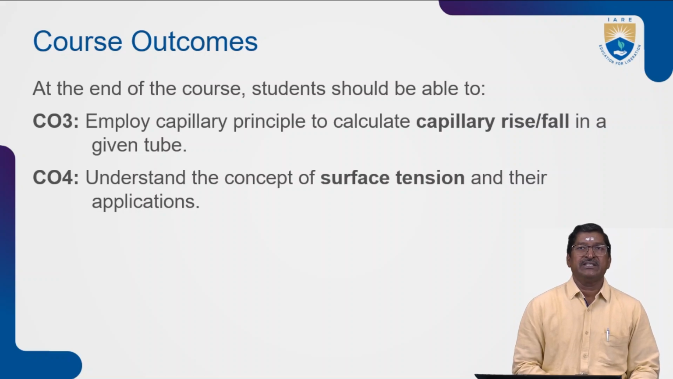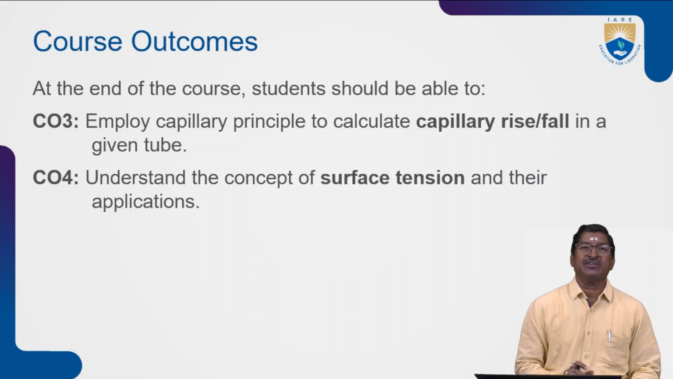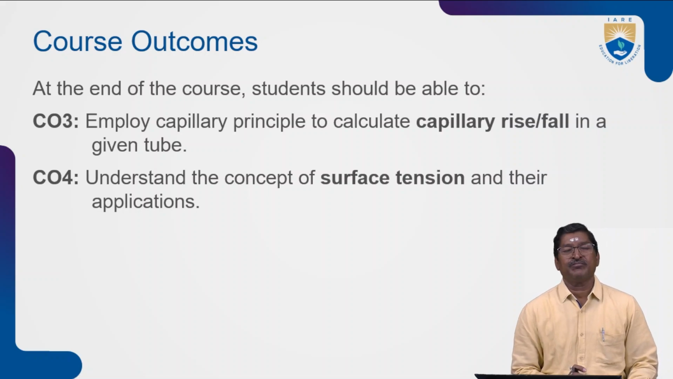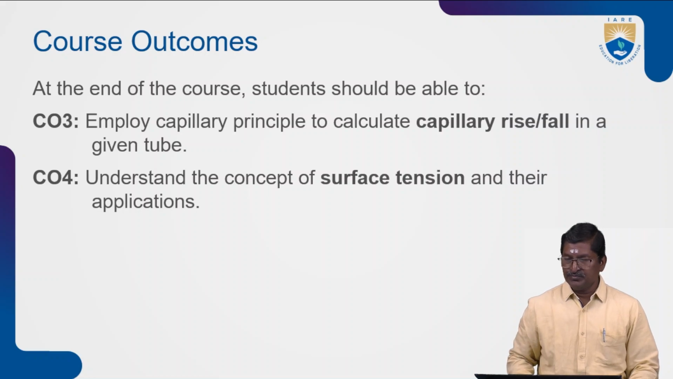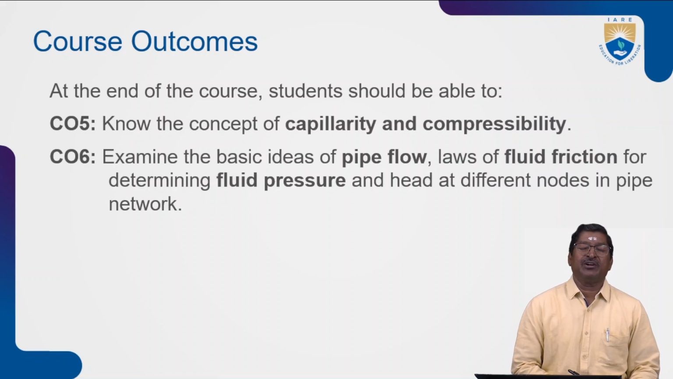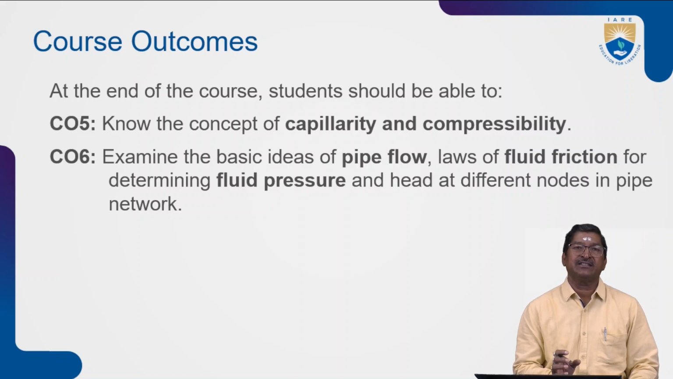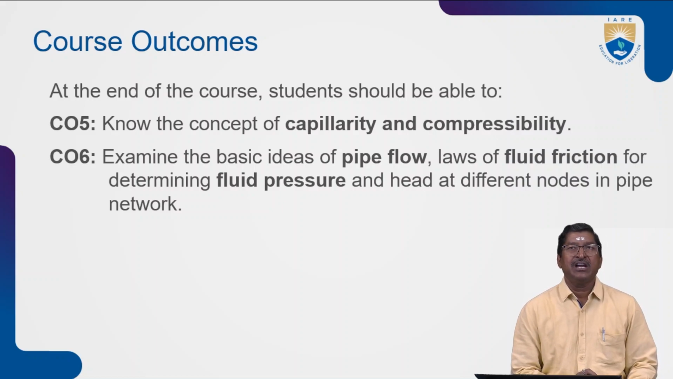Course outcome 4 is the concept of surface tension. Surface tension means any fluid will have tension at the top surface of the fluid. And capillarity and compressibility will come under course outcome 5. So what is this compressibility? If you take liquids and gases, the liquids we cannot compress, whereas gases we can compress. That means we can change the volume of that particular fluid, which is called compressibility.